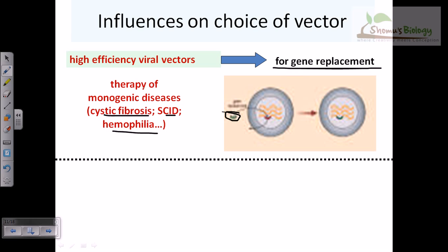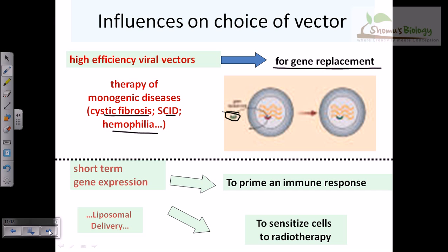Now we can use these high efficiency viral vectors in case of the monogenic disorders, because in those cases simple gene replacement will do the trick. But on the other hand, when you are talking about immune response, in those cases we must have some of the vectors which are having short-term gene expression. We don't need a rapid gene amplification, but still we need short-term gene expression. And also we can use the liposomal delivery system.